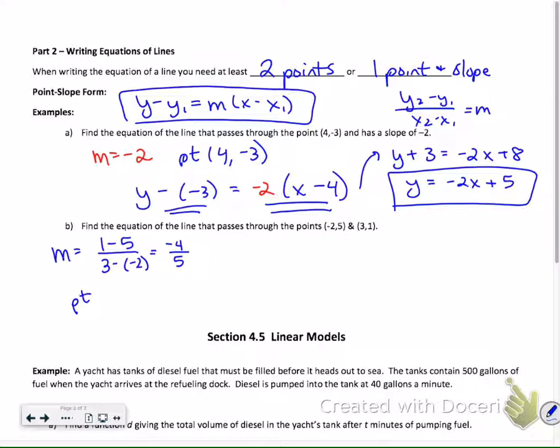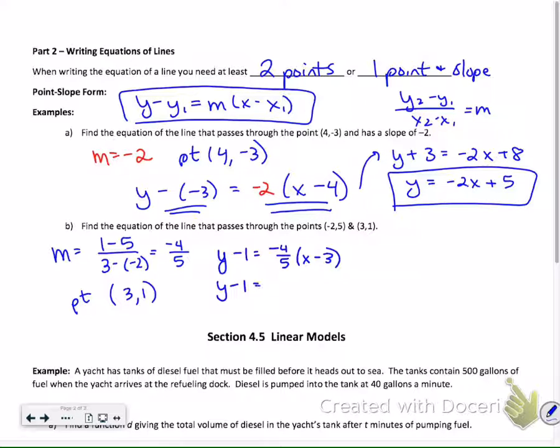As far as a point, pick a point. It doesn't really matter which one. I'm going to pick this point because there's no negatives, and I'd rather not deal with any negatives. So I have y minus 1 is equal to negative 4/5 times x minus 3.